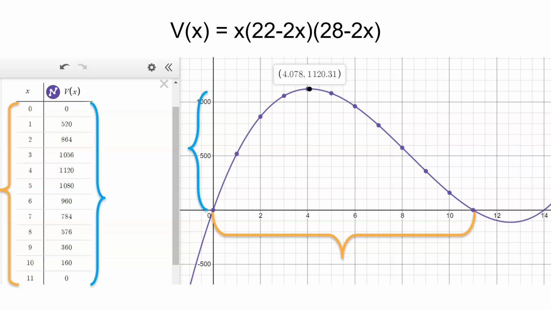The practical range, or in other words, the possible volumes of the box, are values between 0 and 1120.31 cubic centimeters. By using the table, we can see that when x is equal to 4, the volume is 1120 cubic centimeters. By using Desmos's maximum finding feature on the graph, we can click to see that when x equals 4.078, the volume is a little larger at 1120.31 cubic centimeters. This maximum value is what we're looking for.